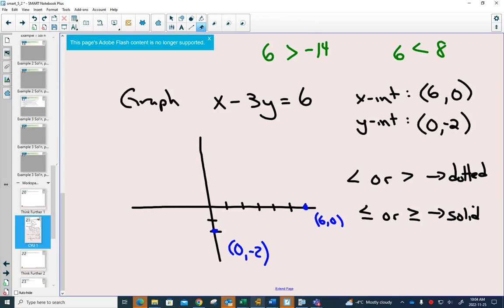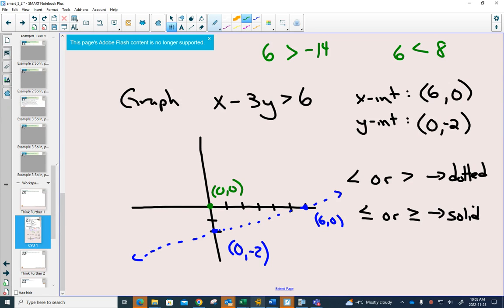In this case, I have to look back at the equation. I'm going to just erase my symbol here. What was it? It was a greater than sign, no equal sign. So when I go to draw my straight line through these points, I draw that straight line with a dotted line. And then finally, we should try some test points. I love trying 0, 0. It's the easiest one to try.